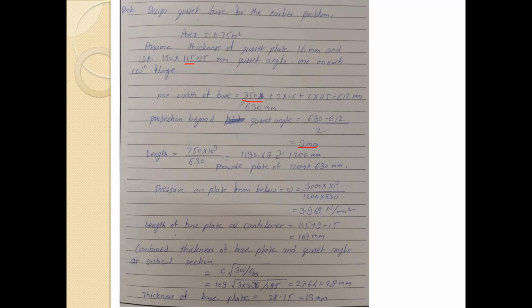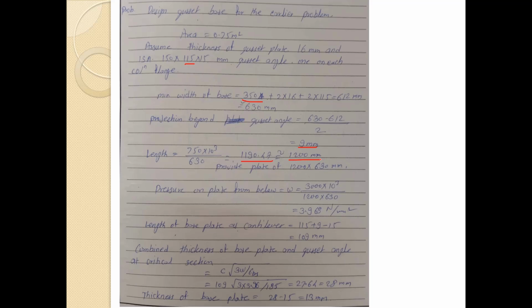The length we are calculating by dividing the area by the particular width, so that becomes 1190.47. We are providing 1200 mm. So the provided plate is 1200 by 630 mm. Now the pressure on the plate from below, that is W equals 3000 into 10 raised to 3 divided by 1200 into 630, so that becomes 3.968.